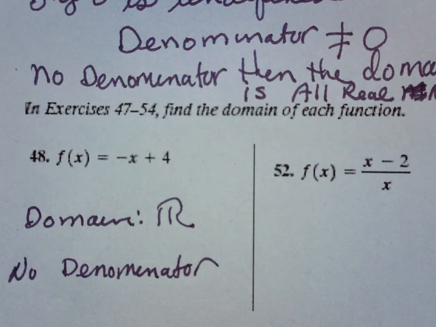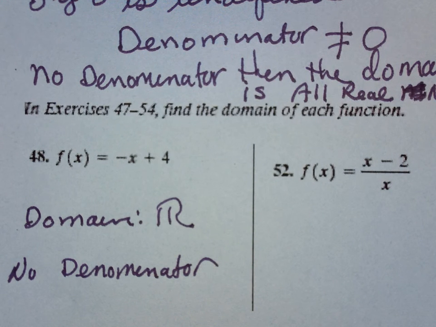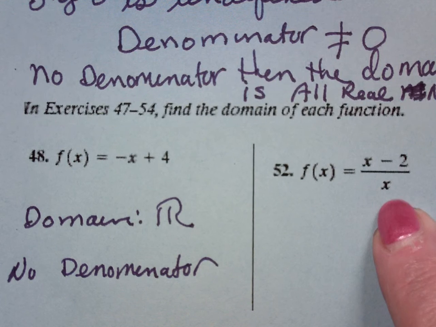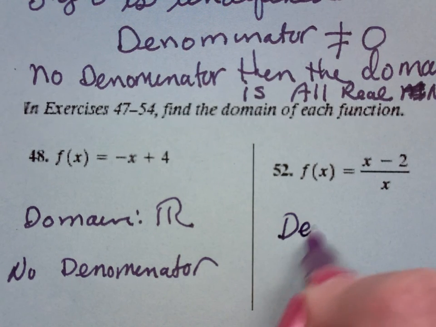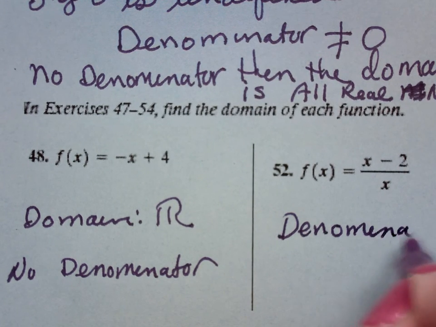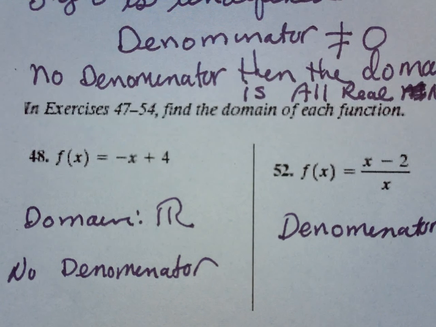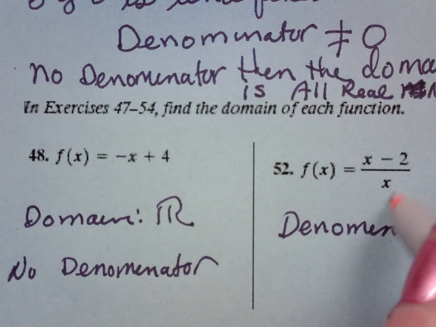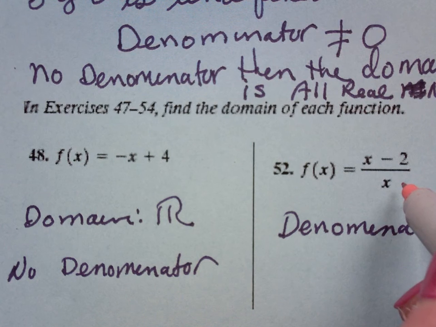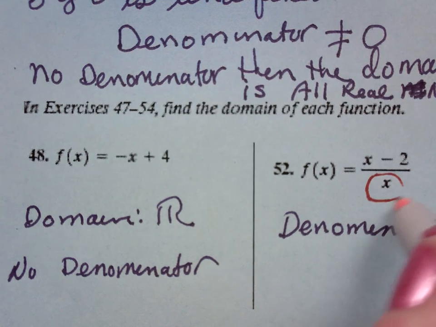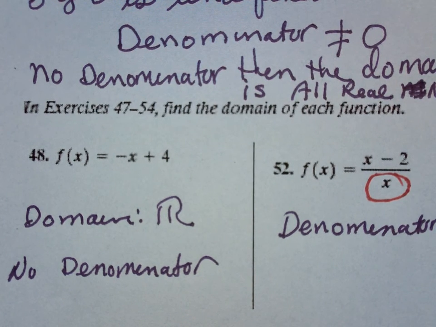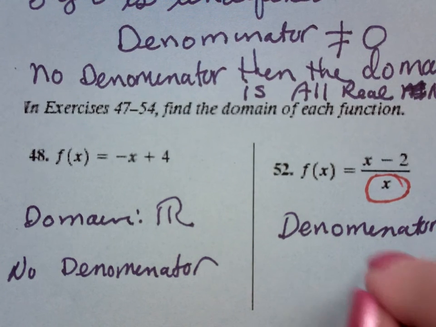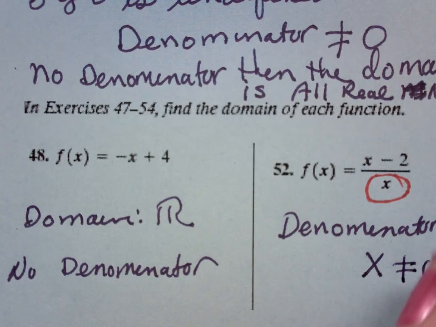Now, what do you notice this guy has? He has a denominator, doesn't he? So I know the denominator, I don't try to work the problem. Can't be 0. In this case, what's the denominator? What's the denominator? Not 1. What's the denominator? It's x, yeah. That means that x can't be 0.